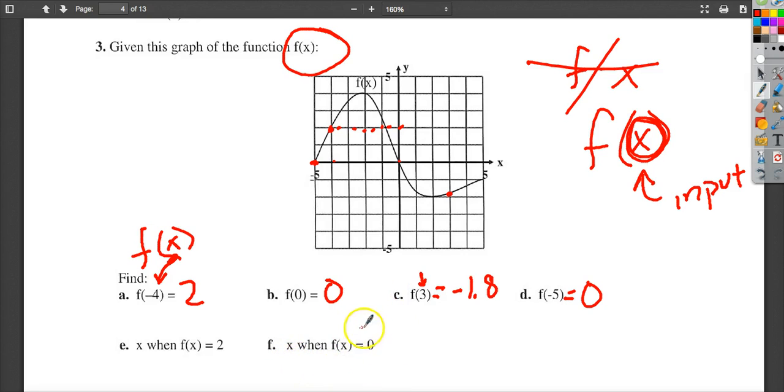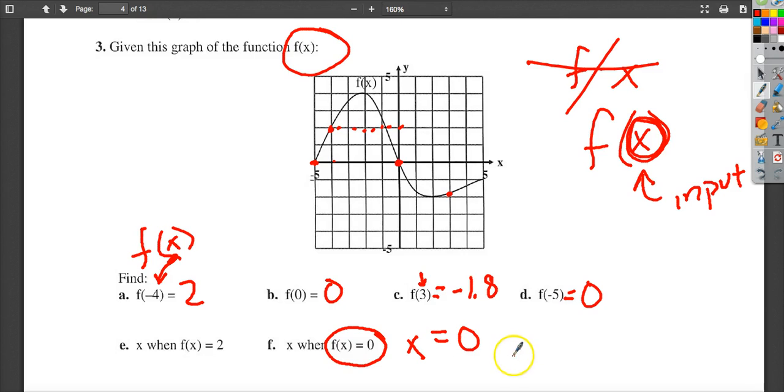But what about when f of x is 0? That's different because it's not telling you the input. What is it telling you? It's telling me what it equals. What was this? This was your output. So the output is 0, right? Where is the output 0? Well, the output is 0 when y is 0, because y is the output. Right there. So that's when x equals 0.